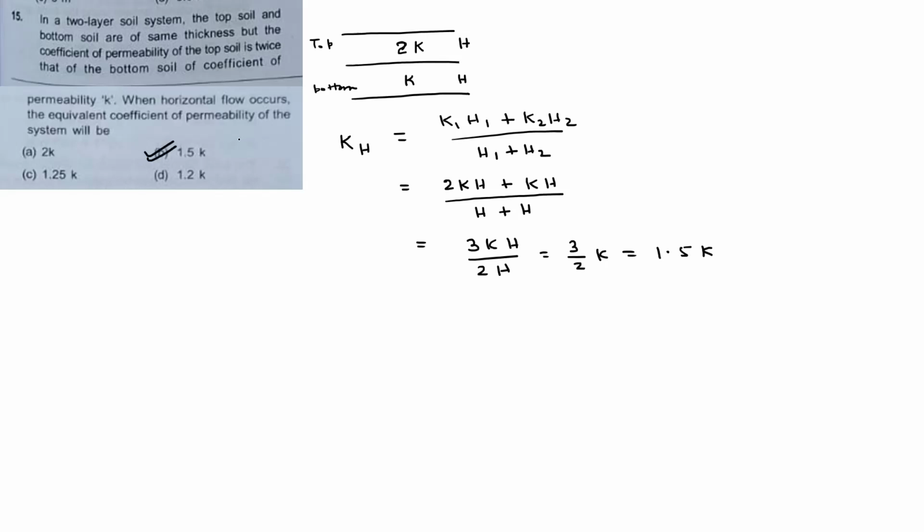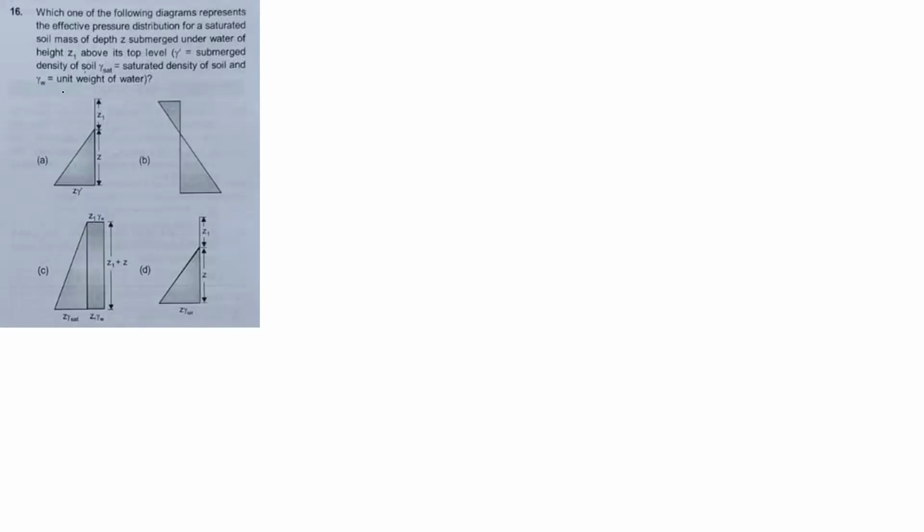So 15 B. Next is question number 16. In question number 16, which one of the following diagrams represents the effective pressure distribution for a saturated soil mass of depth z submerged under water of height z1 above its top level, with gamma prime the submerged density of soil, gamma sat the saturated density of soil, and gamma w the unit weight of water.